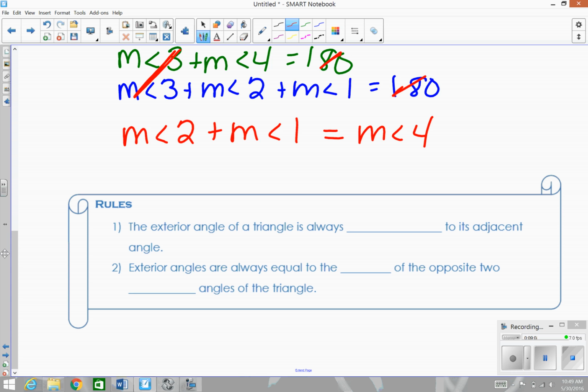So what we know here is exterior angles of a triangle are always supplementary to their adjacent angle. And here's the important one: exterior angles are always equal to the sum of the opposite two interior angles of the triangle. And once you're done with that, let's flip the page so that we can practice and understand what that really means.